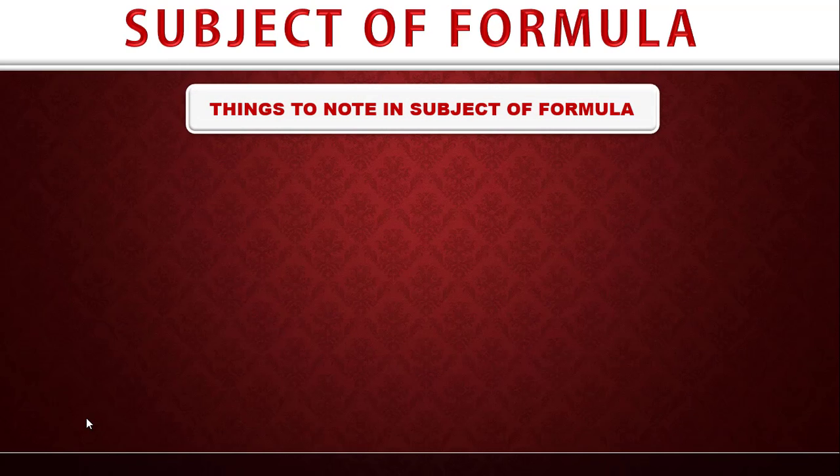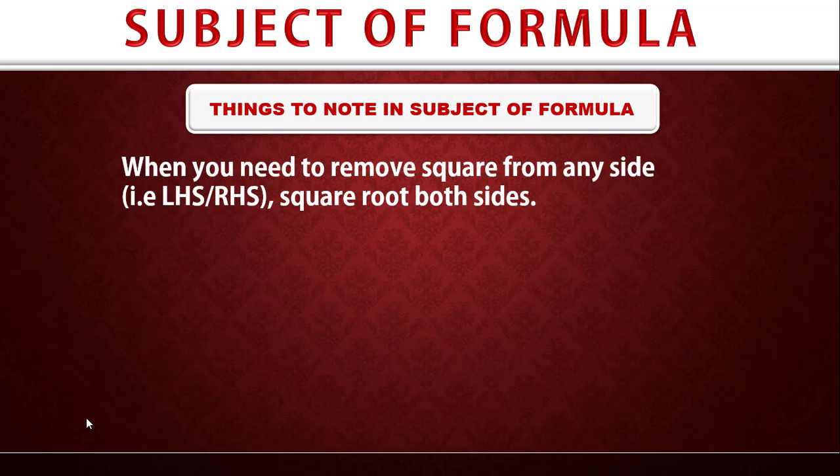Let's also look at another thing we need to consider when we are solving a subject of formula. When you need to remove square from any side, either left hand side or the right hand side, all you need to do is to square root both sides. Okay, what do I mean by this? For instance, you are given an equation v² - 2as = u², and you are asked to make u the subject of the formula.